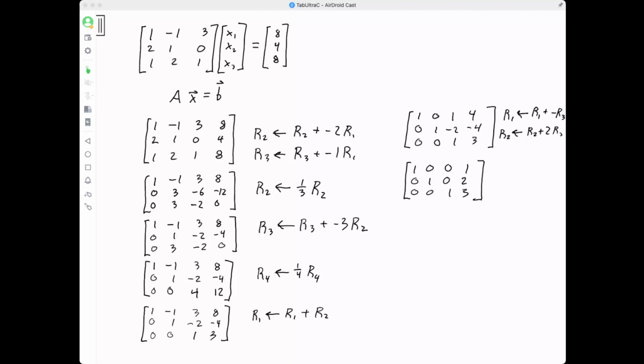So my solution set is x1 is equal to 1, x2 is equal to 2, and x3 is equal to 3. So my solution vector, because my vector x is just x1, x2, x3, my solution vector is the vector 1, 2, 3.